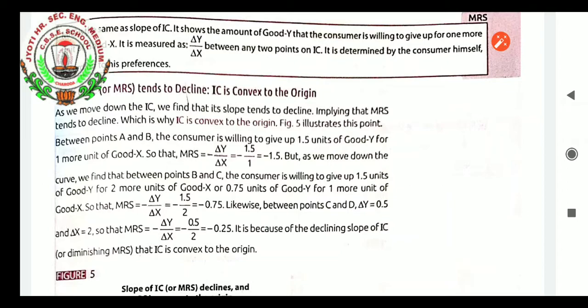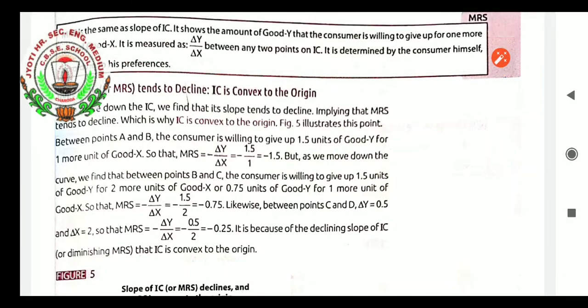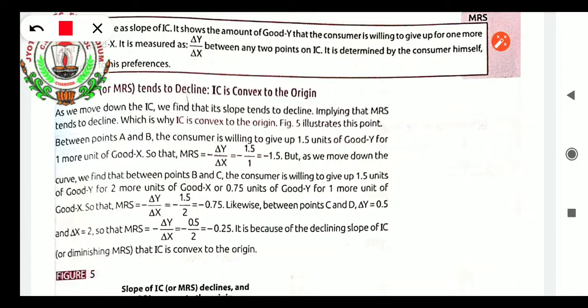Figure 5 illustrates this point. Between points A and B, the consumer is willing to give up 1.5 units of goods Y for 1 more unit of goods X. So what will be the formula for MRS? It is straightforward: 1.5 is sacrificed to gain 1 more unit. If we substitute in the formula, sacrificing 1.5 to gain 1 unit, and divide, we get minus 1.5. It shows it is negatively sloped from left to right.